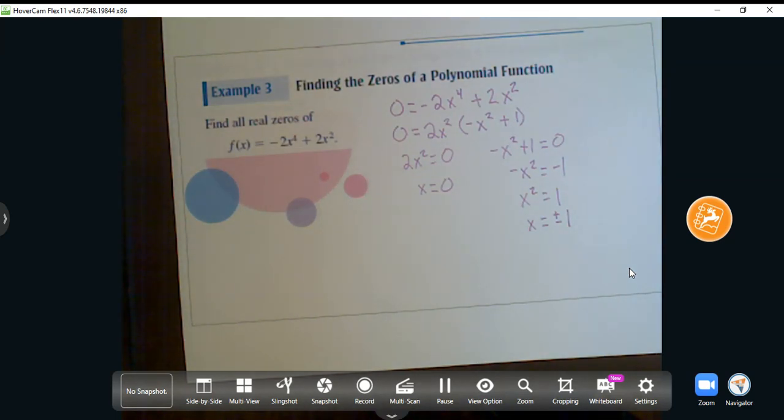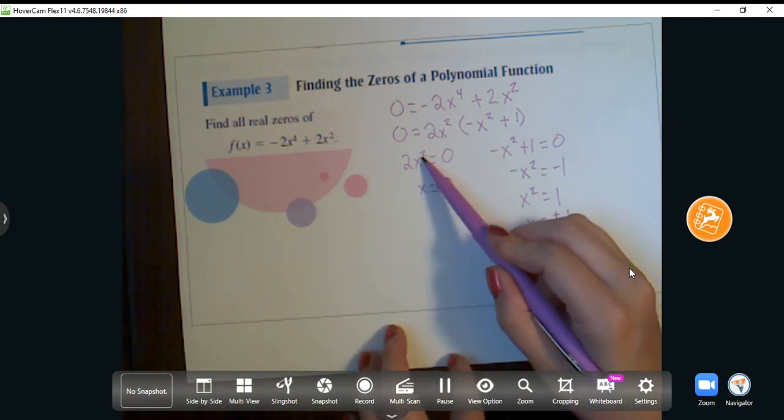Now, an important thing to remember from our Algebra 2 is that any polynomial has to have the same number of zeros as our degree. And that might be a little tricky in this case because notice I have positive 1, negative 1, and 0, which is technically only 3 zeros.